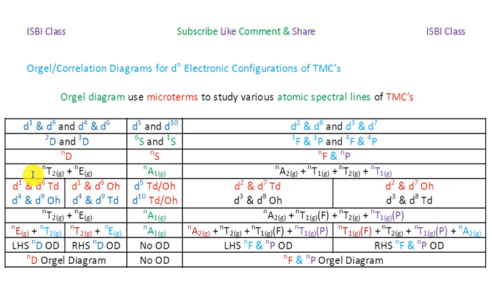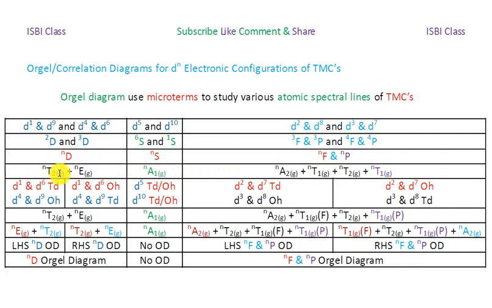Here this nD term splits into two microterms, nT2(g) and nE(g). The nS term will give only one microterm, that is nA1(g). Here the nF term splits into three microterms, and the nP term gives only one microterm, that is nT1(g). The nF term gives nA2(g), nT1(g) and nT2(g).